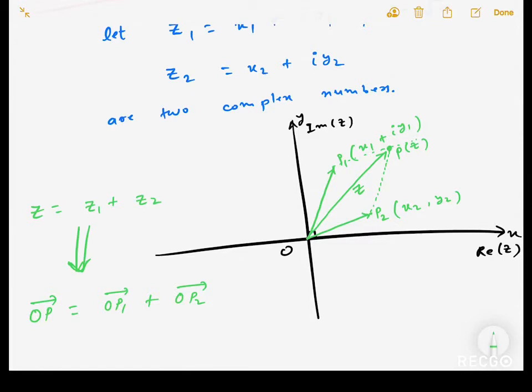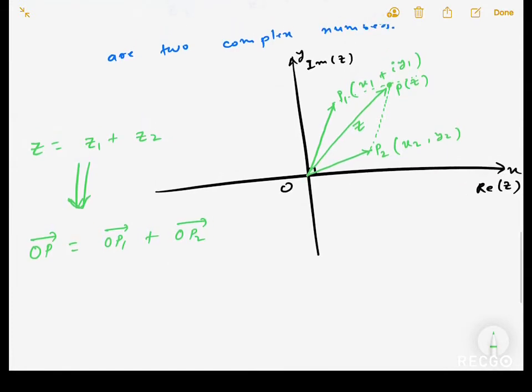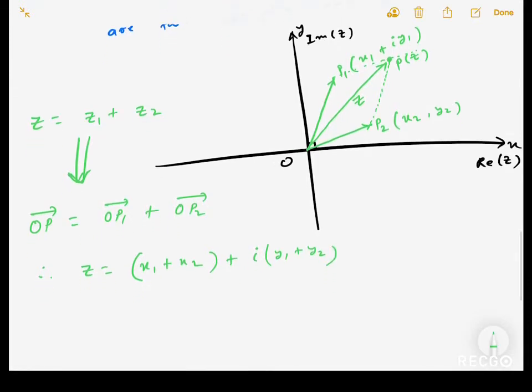Now what if I try to write the mathematical expression equivalent of this in terms of x1, x2 and y1, y2? So if I assume z as x comma y, then we can write z is equal to x1 plus x2 plus iota times y1 plus y2, because we are just adding the real part with the real part and the imaginary part with the imaginary part of the two vectors. So z is equal to x1 plus x2 plus iota times y1 plus y2.